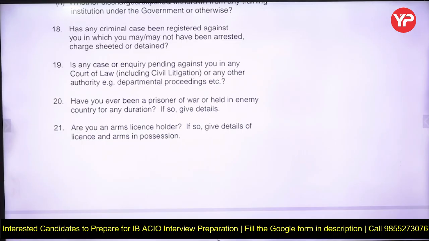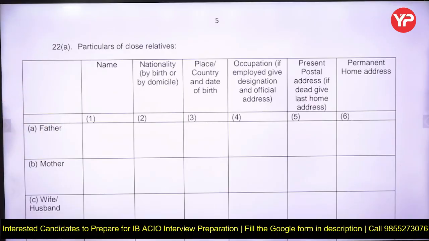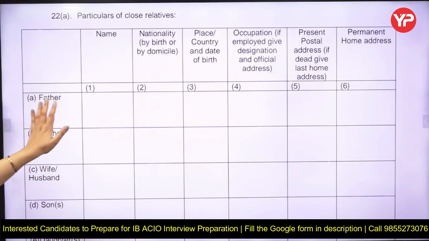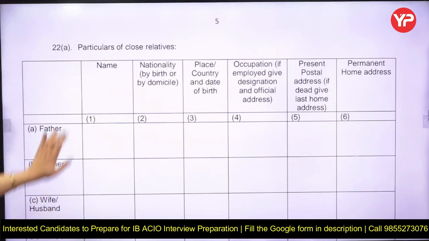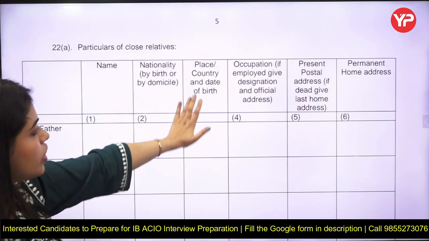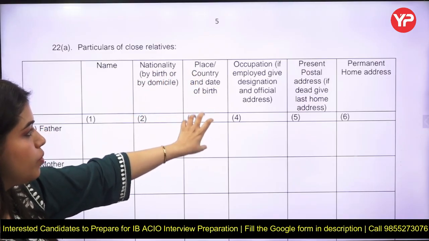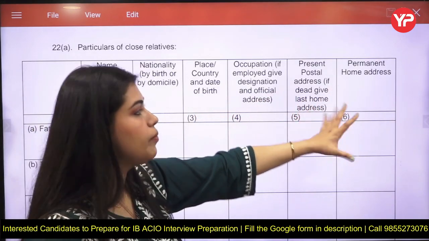Do you have an arms license? If you have your personal arms license, kindly give how many are there in your possession, and give the details also. Now let's come to question 20. You have to fill every detail of the relatives they have asked for: father, mother, wife, husband, sons, daughters, brothers, sisters. You have to give their name, birth, domicile, place or country, and date of birth, occupation, their present address and permanent home address.